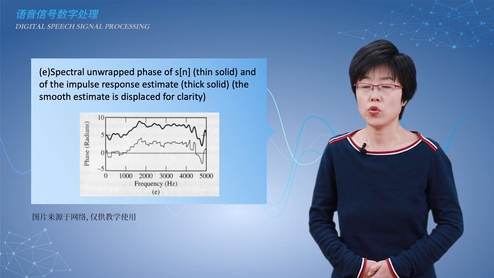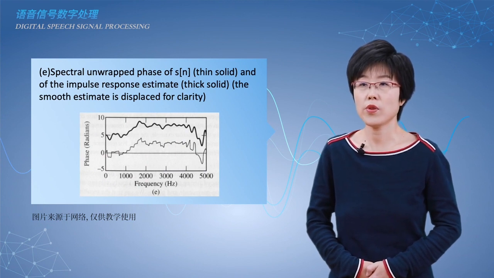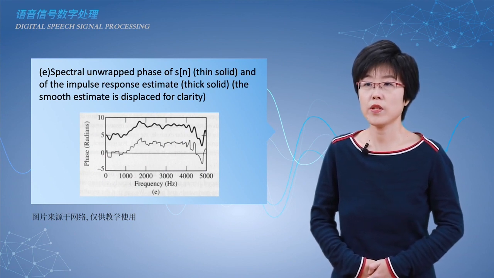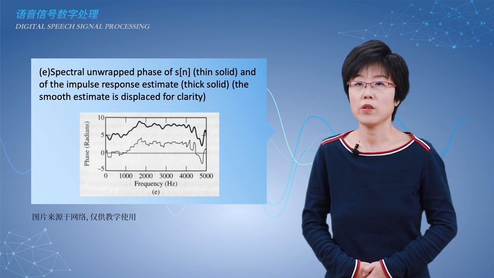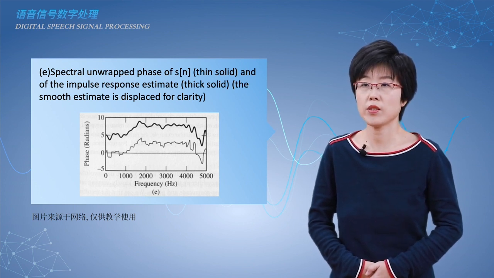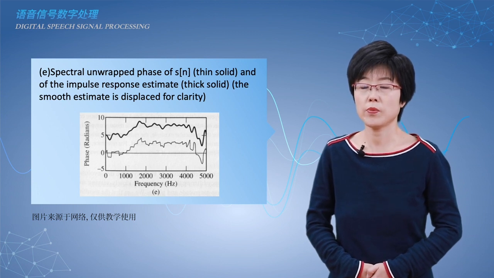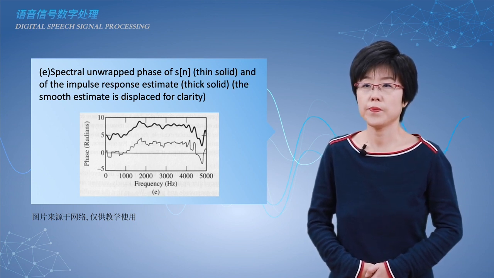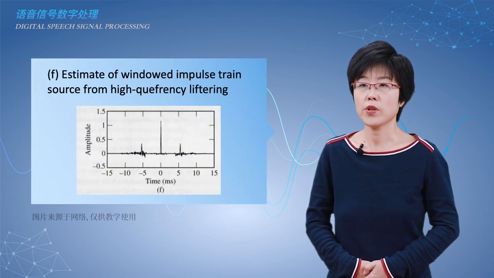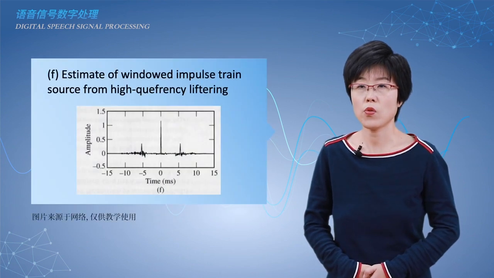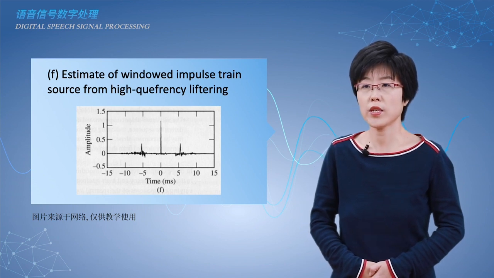Figure E shows the spectral unwrapped phase of s[n], thin solid, and of the impulse response estimate, thick solid. The smooth estimate is displayed for clarity. Figure F shows the estimate of the windowed impulse train source from high-frequency filtering.